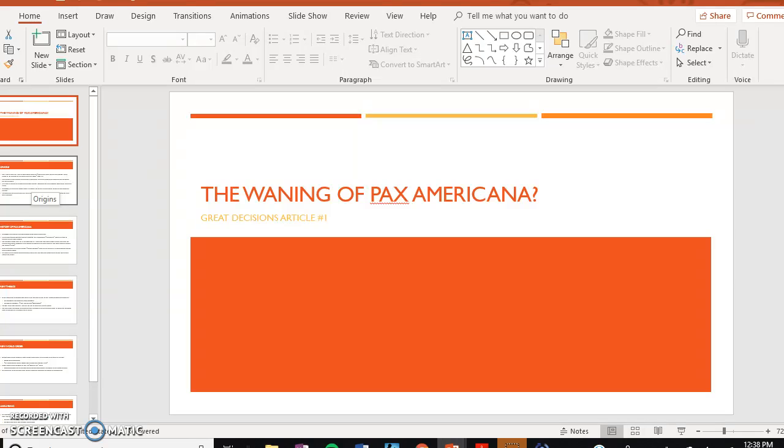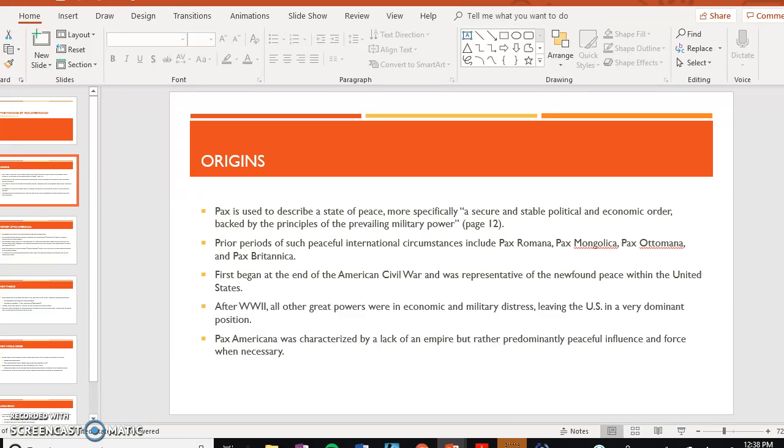Today I'm going to be discussing the first article of the Great Decisions book, which is The Waning of Pax Americana. So this article first starts off by describing what a pax is and what paxes have preceded Pax Americana.